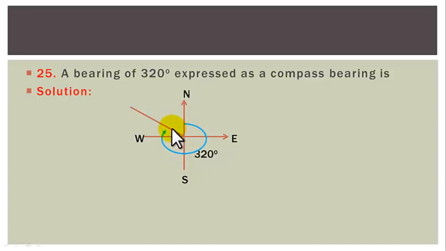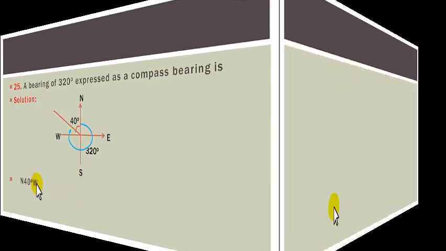So therefore, since the angle in a circle is 360 degrees, the remaining angle here will be 360 minus 320, and that will give us 40 degrees. So therefore, the compass bearing of the bearing 320 degrees is 40 degrees in the direction of northwest, and this is written as N 40 degrees W.